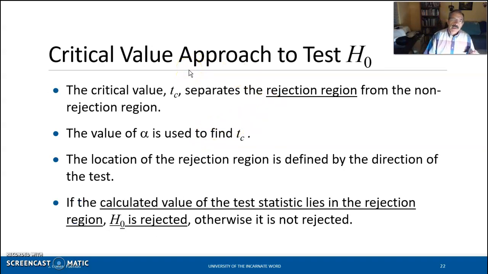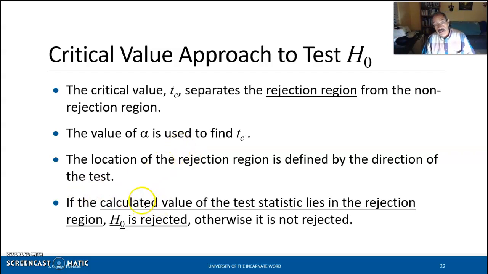So the critical value approach to test a null hypothesis, as I said, we determine the critical value using the value of alpha. So that's something we did in module 7. So we will use alpha, go into table 5, and find the t critical value. Then we're going to use that critical value to determine what we call the rejection region and the non-rejection region.